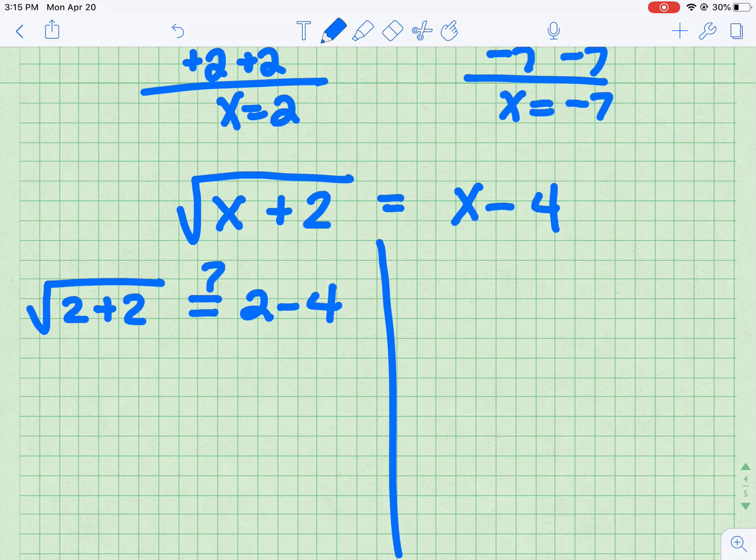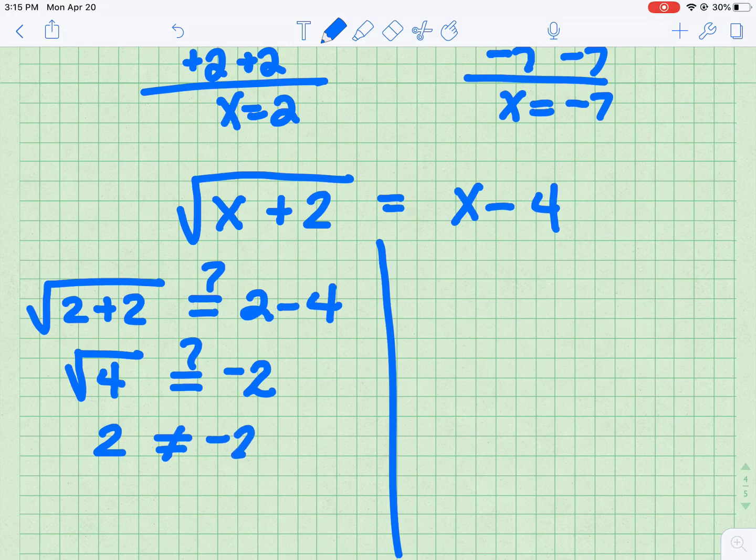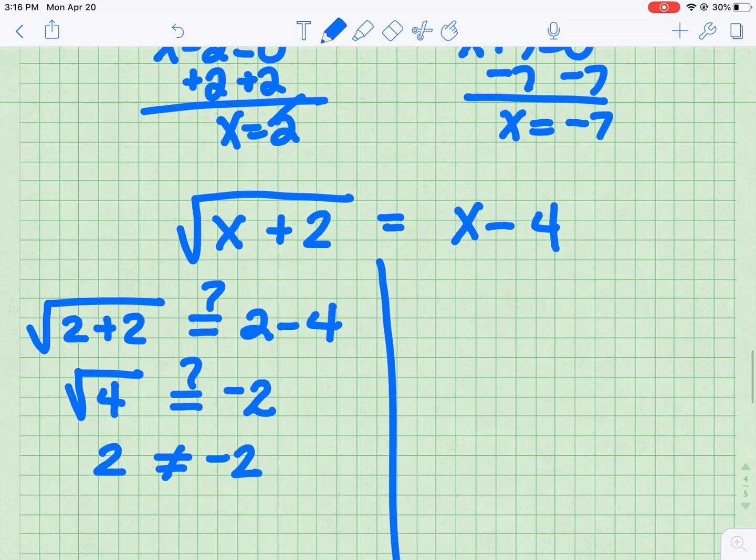And some of you can already see whether that's true or not, and some of you are going to have to go all the way to the bottom. So this is going to be 2 plus 2 is 4, so that's the square root of 4. Is that equal to 2 minus 4? Well, 2 minus 4 is negative 2. 2 does not equal negative 2. Therefore, this is an extraneous solution. X equals 2 is an extraneous solution, and I'm going to cross it out. Okay? That doesn't mean I'm done and that negative 7 is absolutely the answer. I could have no solutions here. If nothing works, there's no solution.